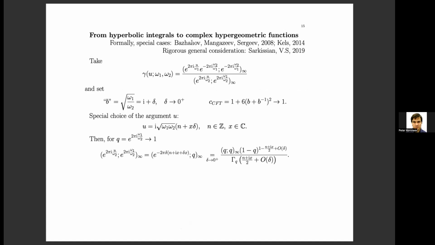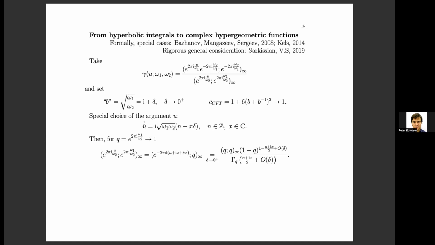Formally, this limit was described by Bazhanov, Mangazeev, and Sergeev, but rigorously with full derivation: they just gave the formula without any explanation, and the full rigorous derivation was given in our work with Sarkissian. So for this ratio of two infinite products, you parameterize the ratio omega 1 over omega 2 as i plus some delta, and take the limit delta goes to 0. For 2D CFT, this is a constraint. This corresponds to the limit when the central charge goes to 1.